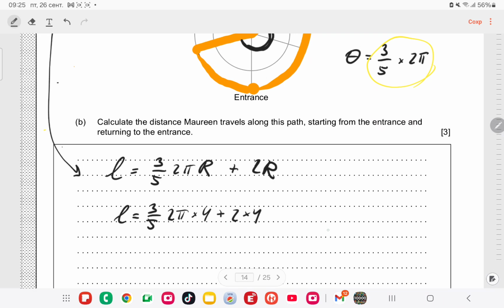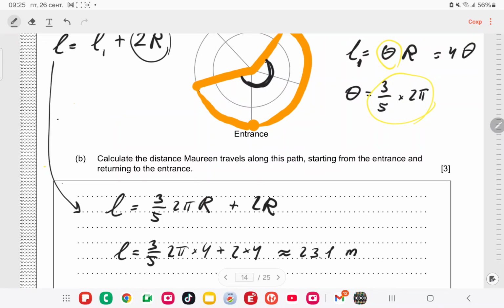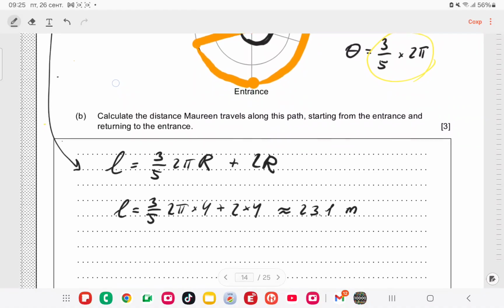Now we have numbers, and it is easy to calculate using the calculator. We will obtain the value of 23.1 meters. So the total length of this orange path is 23.1 meters to 3 significant figures.